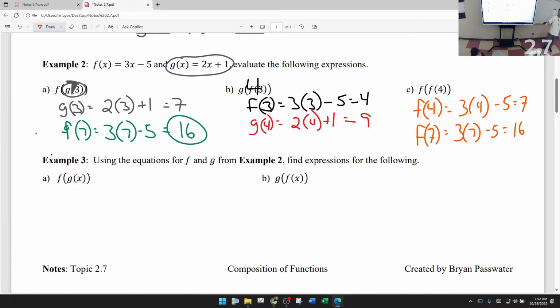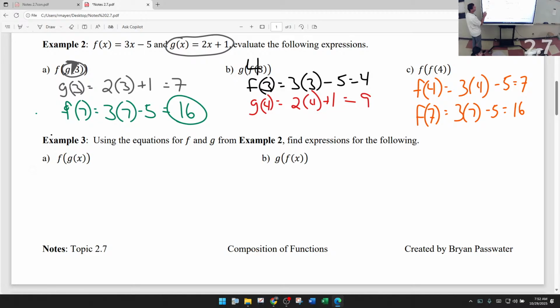Yes, no, somewhat, maybe. Composite functions. Use equations f and g for example 2. Now this is more pre-cal stuff. This is more algebra 2 here. This is a little bit more pre-calish.